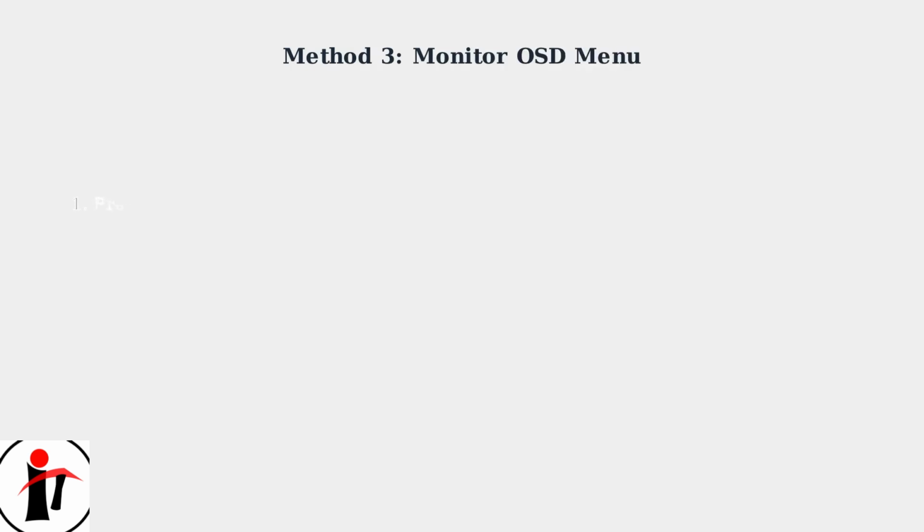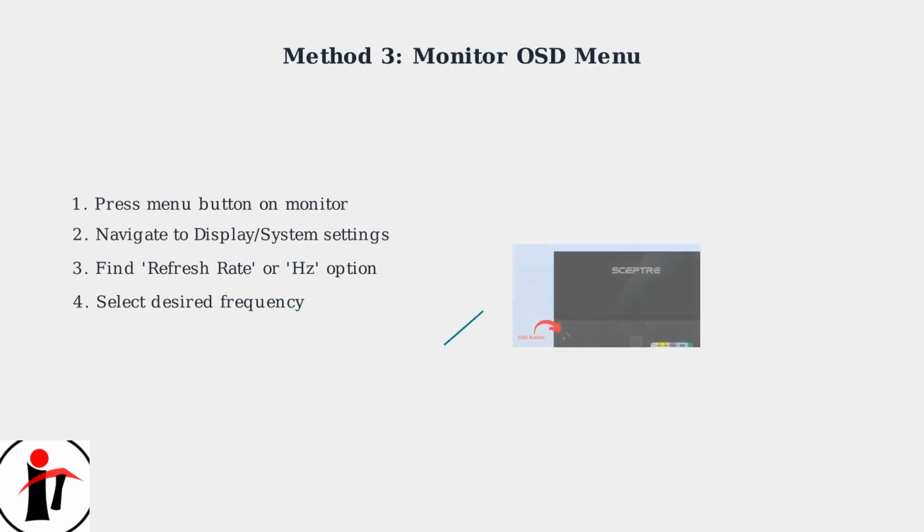The third method uses your monitor's built-in OSD menu. Press the menu button on your Sceptre monitor, navigate to Display or System Settings, find the refresh rate or Hertz option, and select your desired frequency. This method works directly on the monitor hardware.